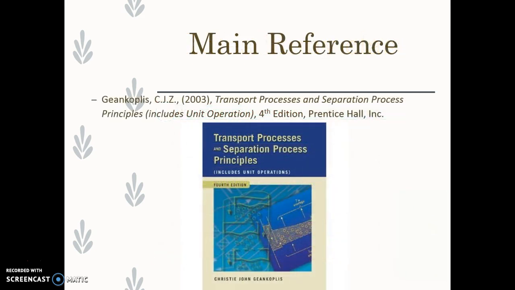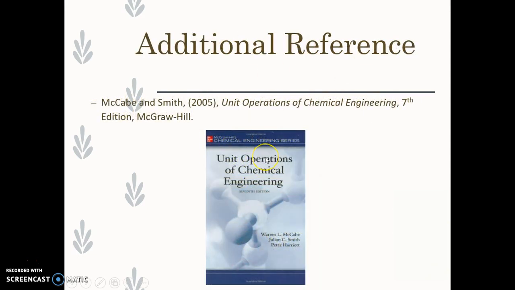So this is our main reference. All of the notes and all of the tutorials will be based on this book, which is Transport Process and Separation Process Principles, including unit operation, 4th edition. So whoever wants to buy this book, please give the name to me at least before week 2. Okay? And then this is the additional reference or side reference, which is Unit Operations of Chemical Engineering, 7th edition. Thank you.